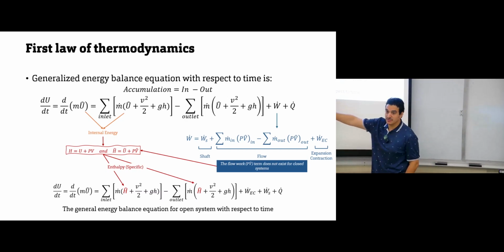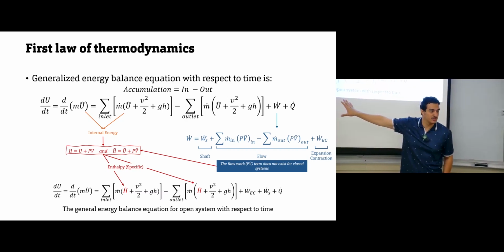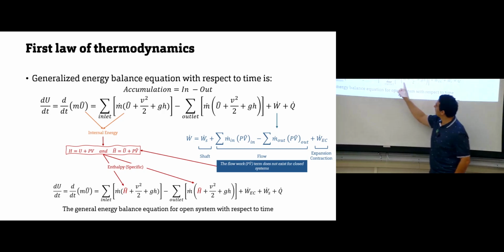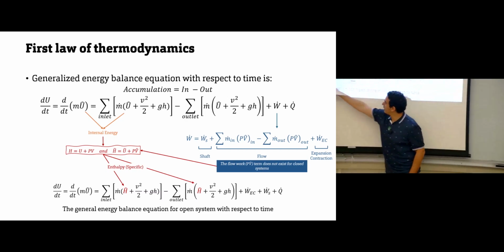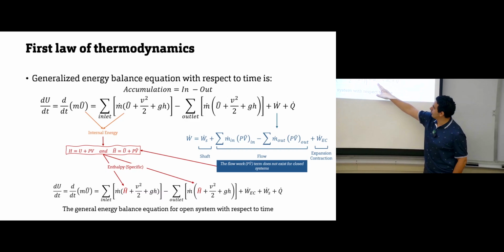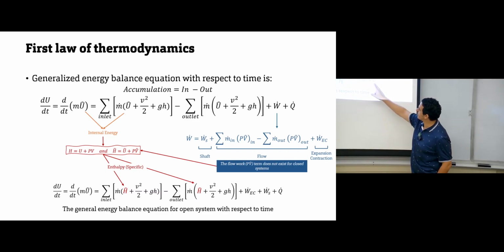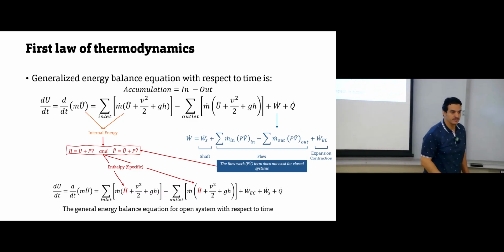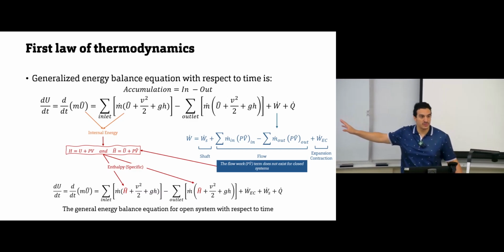So the left side, the accumulation, is still the same, still the change of internal energy with respect to time. But for the inlet and outlets, you have enthalpy instead of internal energy, you have kinetic energy, you have potential energy, and here you have work of expansion, contraction, shaft work plus Q. Flow work is embedded here in the enthalpy calculation. Okay, so this is the general form that we use if you need to analyze any open system you have.